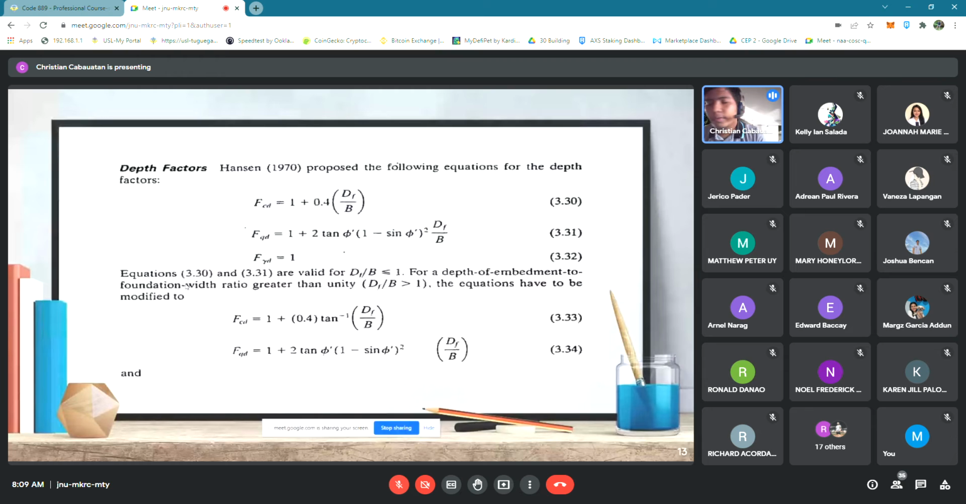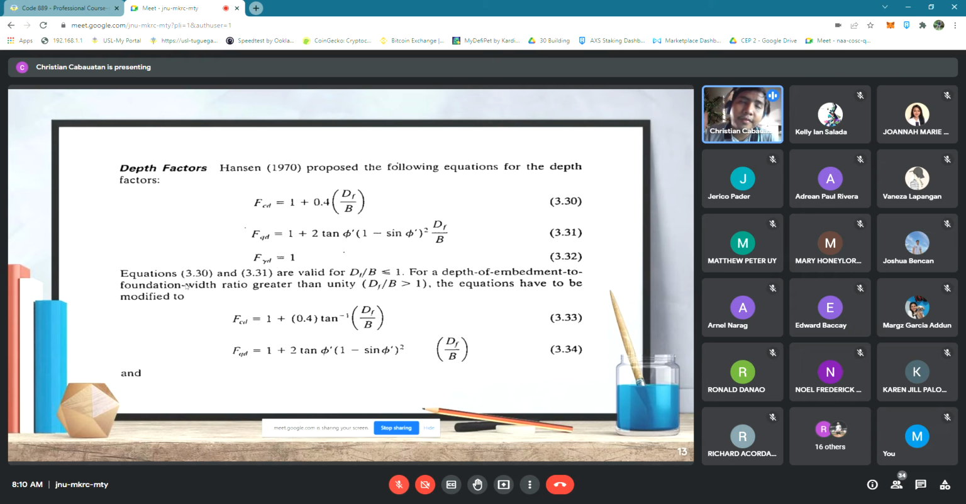For the depth factors, it would be recommended again by Hansen in 1970. So the depth factor in relation to the cohesion is equal to 1 plus 0.4 times the depth of the footing over the width of the footing. And FQD is equal to 1 plus 2 tan phi times 1 minus sine phi squared times the depth of the footing over the width of the footing.